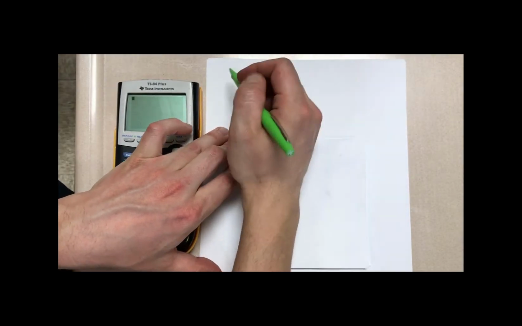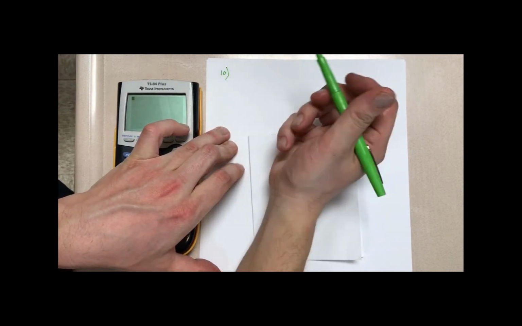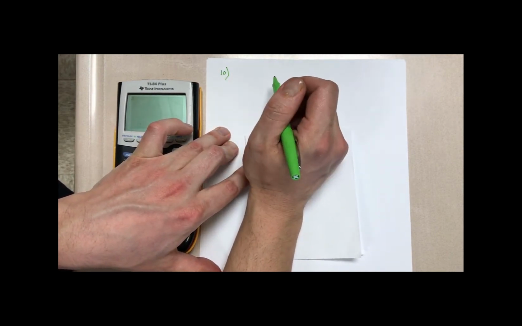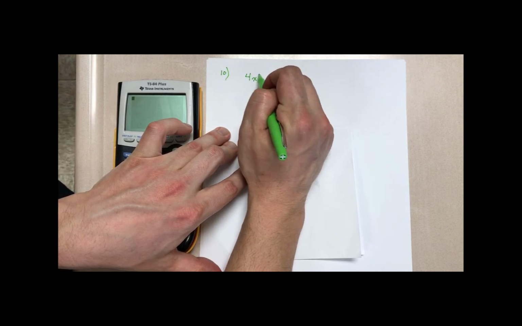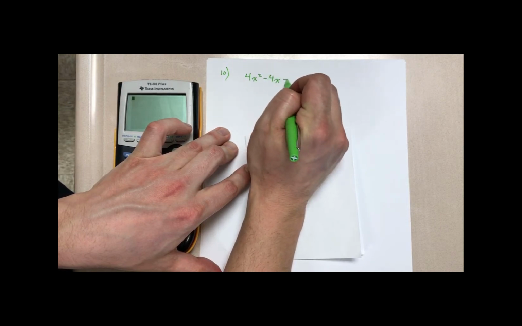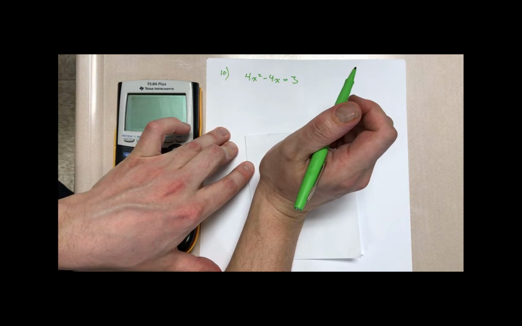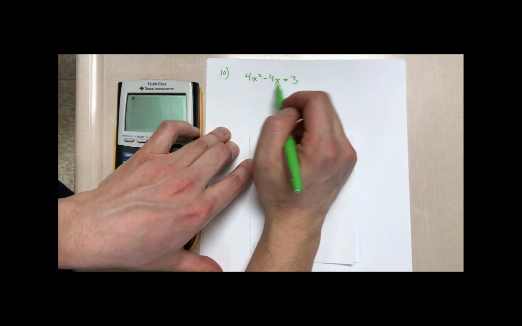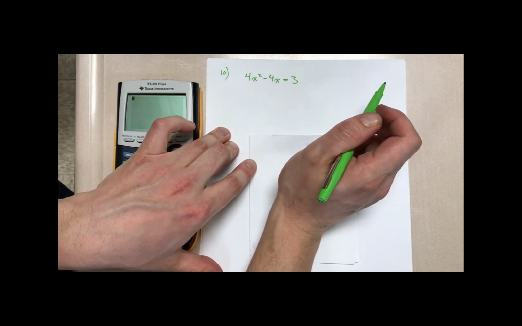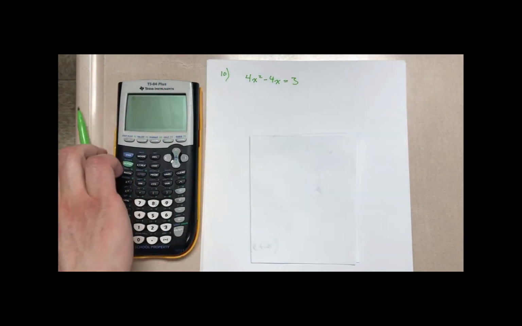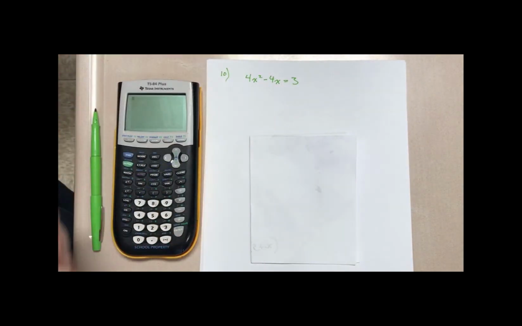Nice. All right, let's take a look at problem number 10. Number 10 tells us to solve the equation 4x squared minus 4x equals 3 and solve it algebraically, remembering that it says set this expression equal to 0 and then factor to solve. So the first thing we're going to do is set this expression equal to 0.